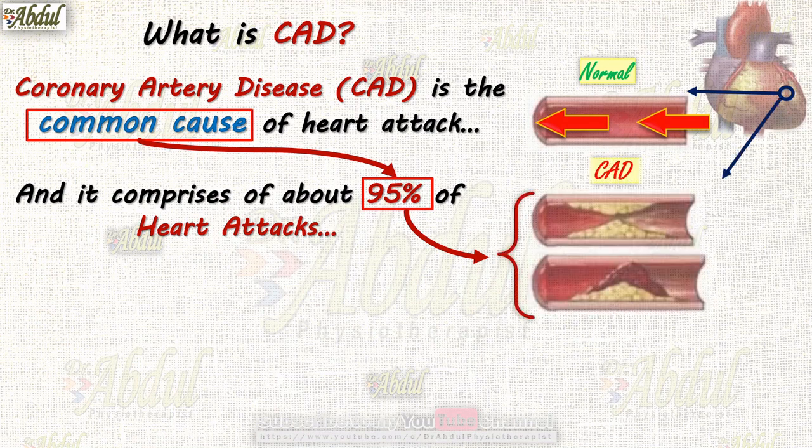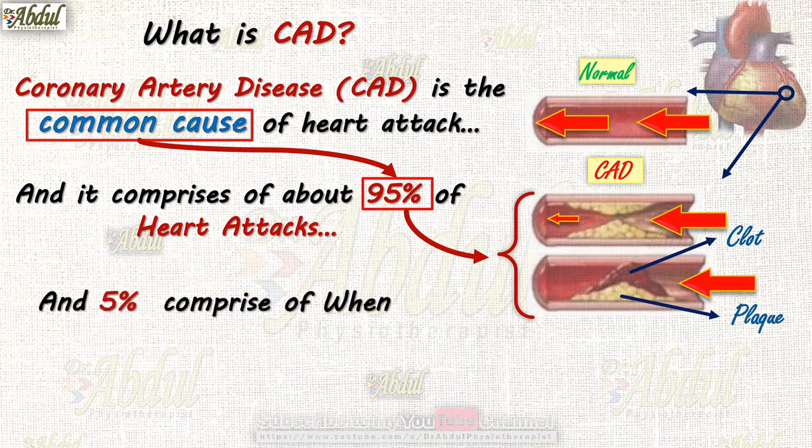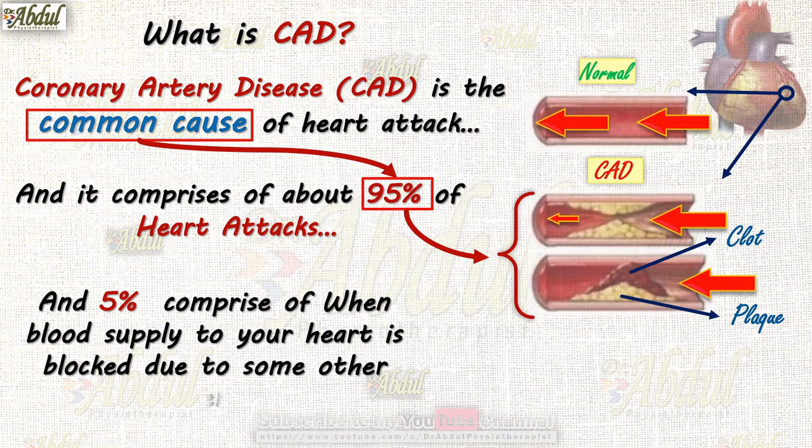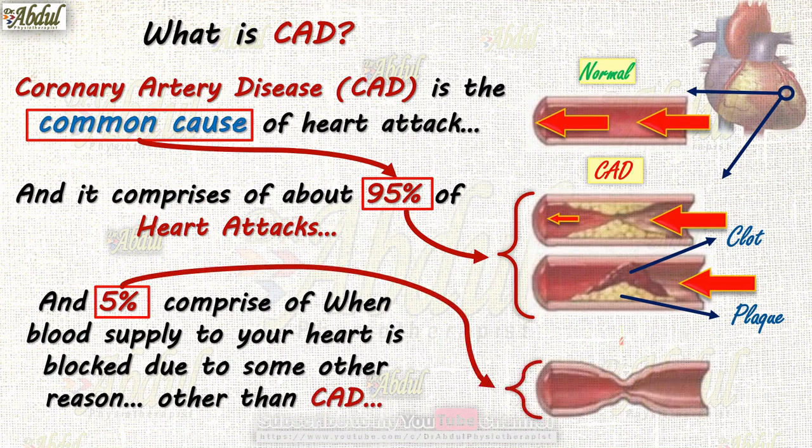Here in the first picture you can see the coronary artery is blocked partially by plaque, and you can see the blood flow is affected. Minimal blood flow is happening on the other side. In the second picture you can see how the coronary artery is completely blocked with the clot and the plaque. And 5% comprise cases when blood supply to your heart is blocked due to some reason other than coronary artery disease, one among which is muscle spasm.